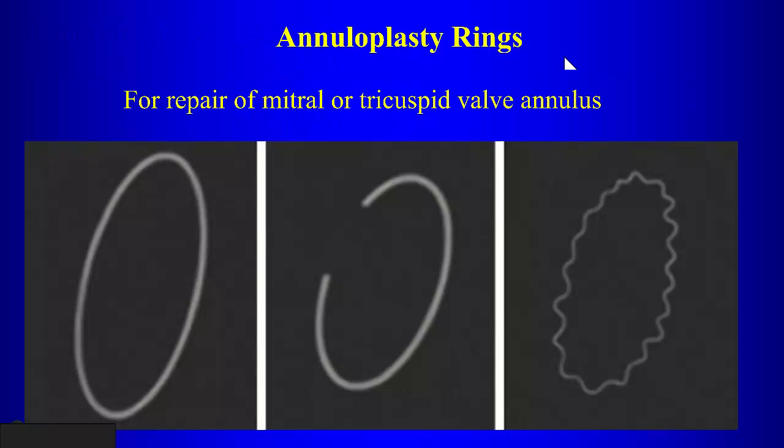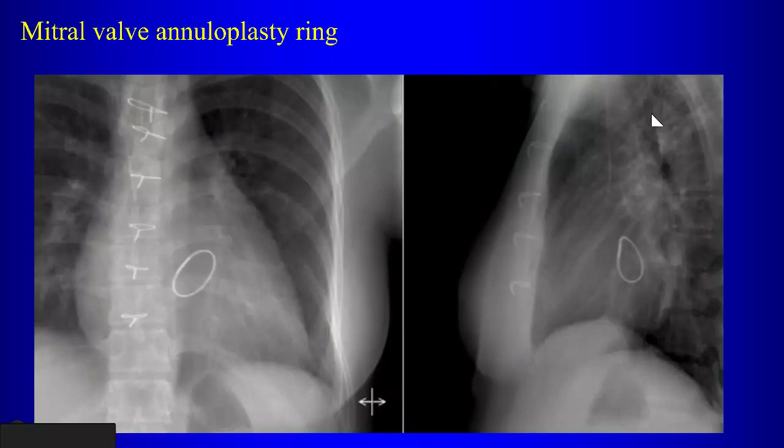Okay. Sometimes these are difficult to differentiate from actual complete valve replacement. You can see they can have various configurations. They can be round, they can be D-shaped like that one. They might have a break in it like this one. Here's also another funny looking type of annuloplasty ring. So sometimes you're not dealing with a complete valve replacement in the mitral position. Also in tricuspid, sometimes you're dealing with an annuloplasty ring. Okay?